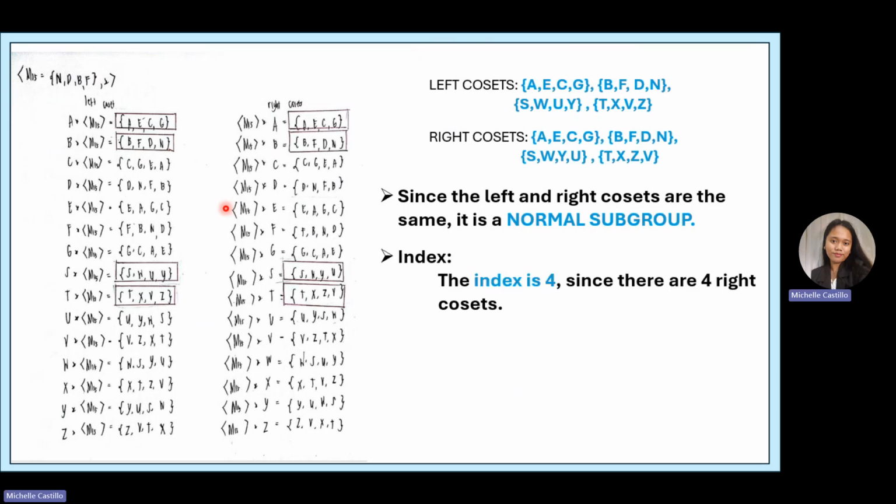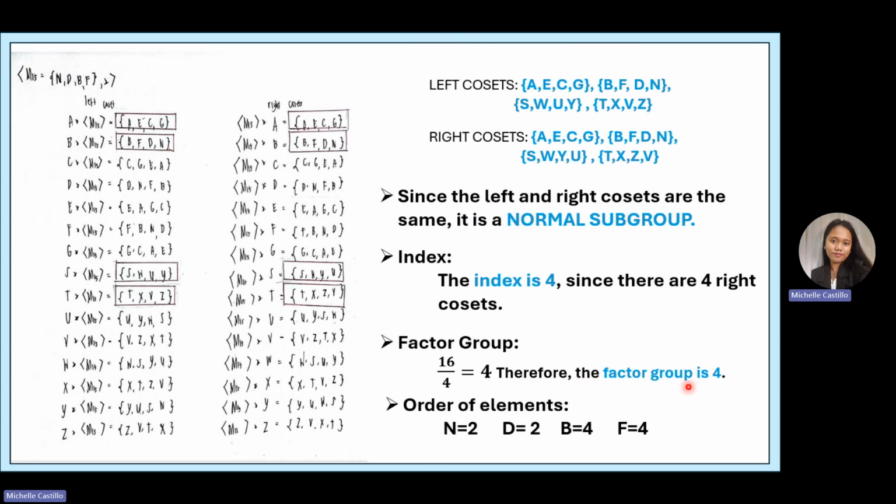Then the index of this subgroup is equal to 4, since there are 4 right cosets. Then for the factor group, here we have 16, which is the cardinality of the group, since the group has 16 elements. Then this 4 is the number of elements of this subgroup M sub 15. That's why we have 16 and 4. So 16 divided by 4 is equal to 4. Therefore, the order of the factor group is equal to 4.